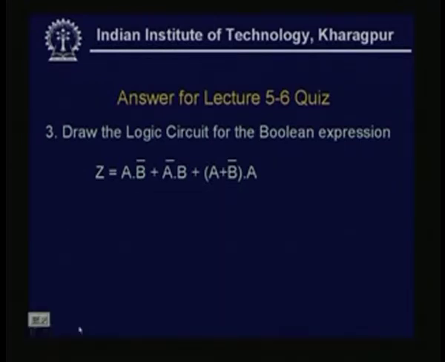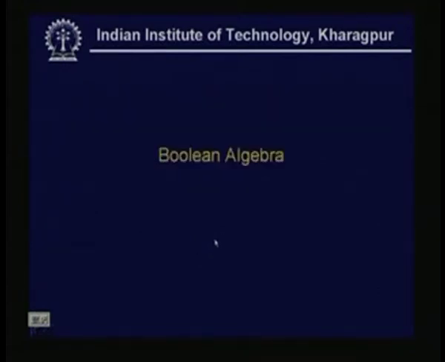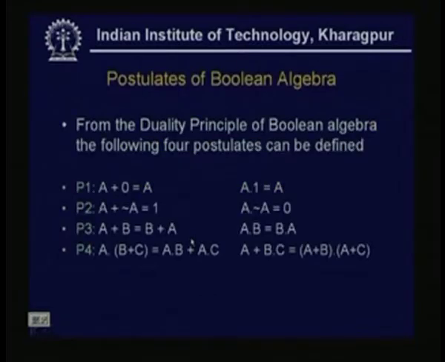So, now we start our today's lecture. We continue the Boolean algebra. Now, last day we did the postulates of Boolean algebra. Again, if I summarize the last day's thing, from the duality principle of Boolean algebra, the following 4 postulates we have defined. What is that?